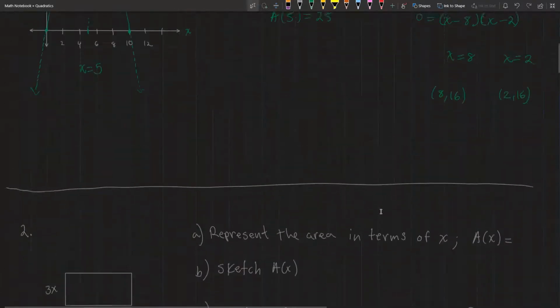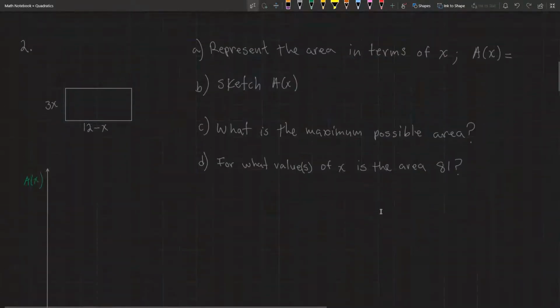All right, next thing is a more advanced version of this problem, but it's the same idea as we want to represent the area in terms of x. We want to write an equation, sketch it, find the maximum possible area of the rectangle, and figure out for what values of x the area is going to be 81. But hopefully you see there's more going on. It's not just x, it's 3 times x. But still we think base times height. What's the equation? Let's write it down here.